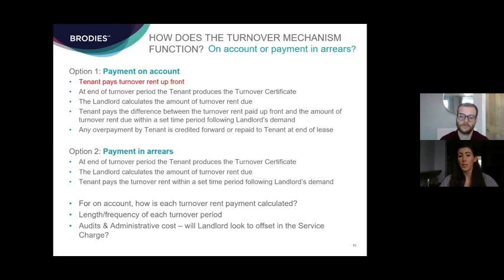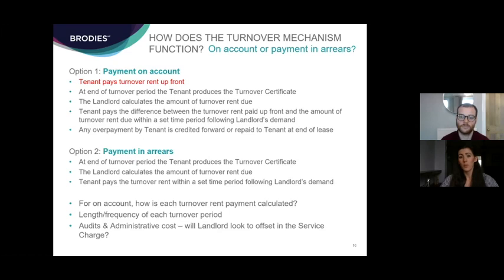There is a choice in the length and frequency of turnover periods. So the turnover periods can be annual, quarterly, or monthly. But the shorter the period, the greater the administrative burden on the parties in providing the turnover certificates, calculating the turnover rent, and doing audits as well on a more frequent basis. So for administrative ease, the parties may want annual reconciliation at the end of each financial year instead of at the end of each turnover period.